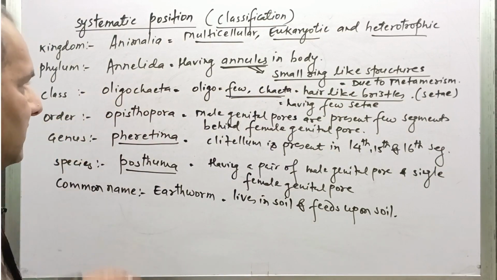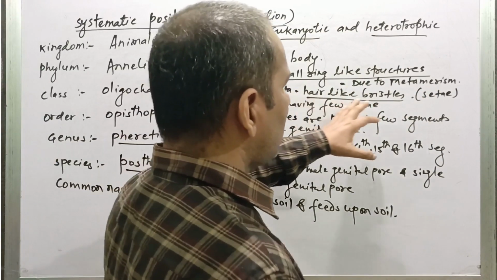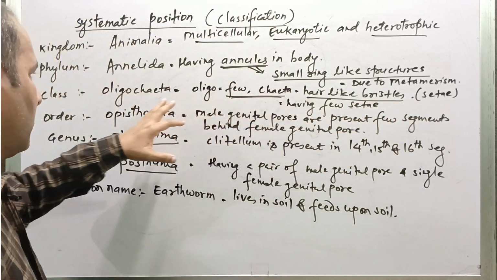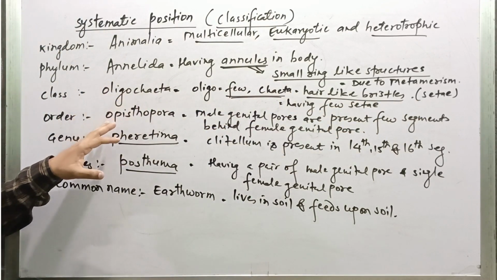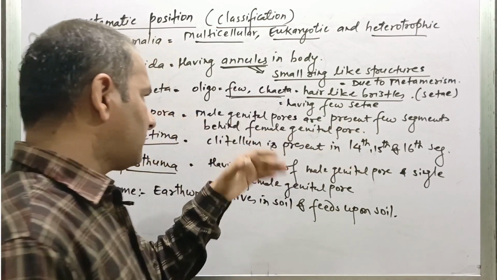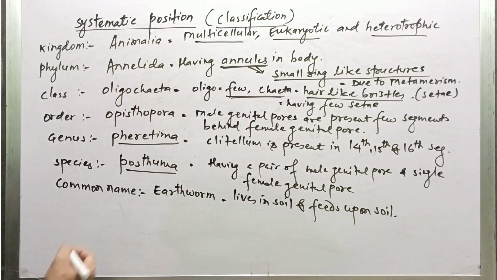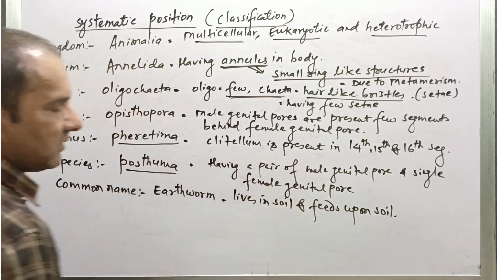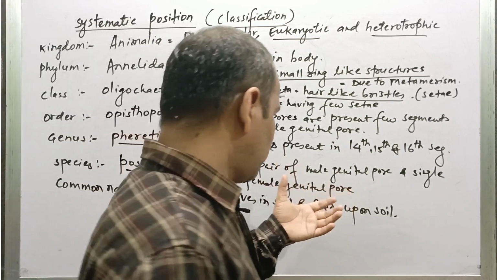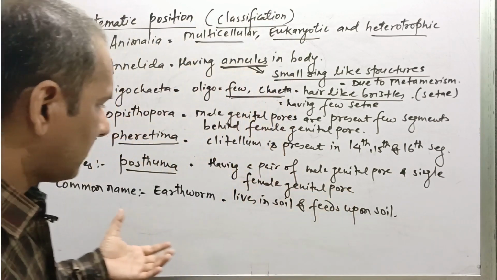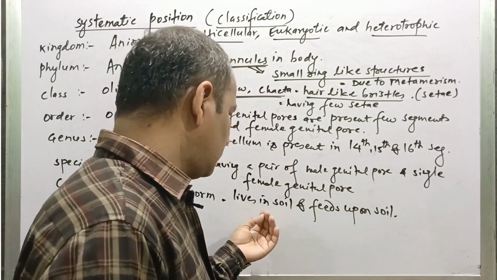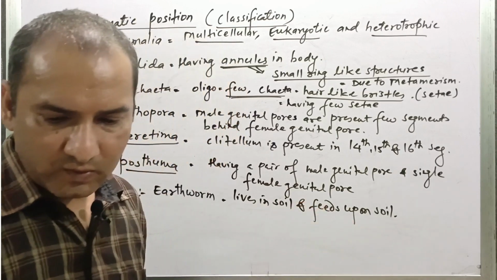Class is Oligochaeta. Here oligo means few, chaeta means hair-like bristles, which are the locomotory organelles, setae. Few setae are present in each segment. So, the class name is Oligochaeta. Opisthophora means that the male genital pores are present a few segments behind the female genital pore. Pheretima means clitellum is present in 14th, 15th and 16th segment, and posthuma means a pair of male genital pores and single female genital pore are present. The common name is earthworm, which is given as it lives in soil and it feeds upon soil.